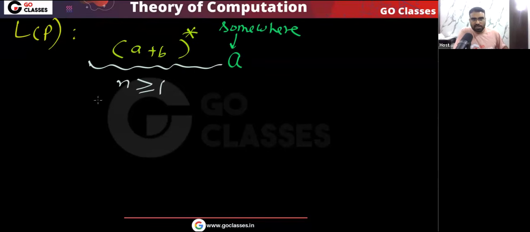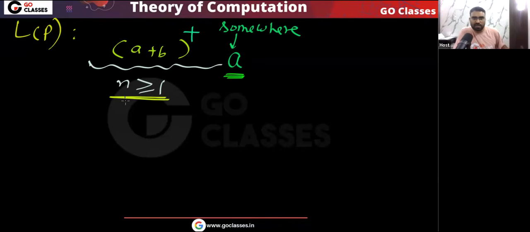I don't know where, but this is somewhere. There is A. Before this, you can put n symbols which are greater than or equal to 1. You can put any string, (A plus B) whole star. But at least one symbol must be there, so I can say it's (a plus b) whole plus. At least one symbol must be there.